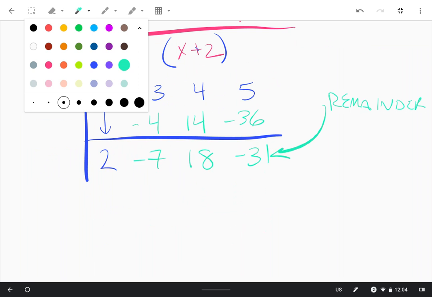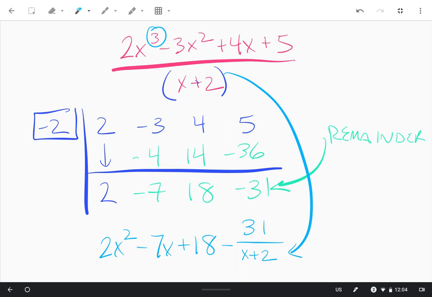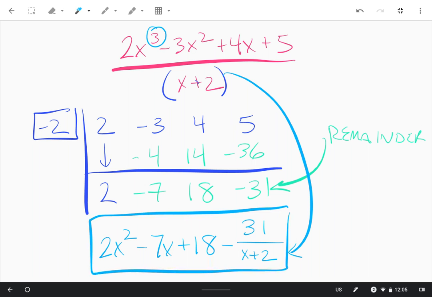So then when we go to write the answer, we have to take that into account. So this is the way it's going to look in our answer. Again, we go down one level from 3 down to 2. So it's going to be 2x squared minus 7x plus 18. And then the remainder looks like this: minus 31 over x plus 2, which was from the original problem. And that's what it looks like when your answer has a remainder, which means it has some answer in the final column.